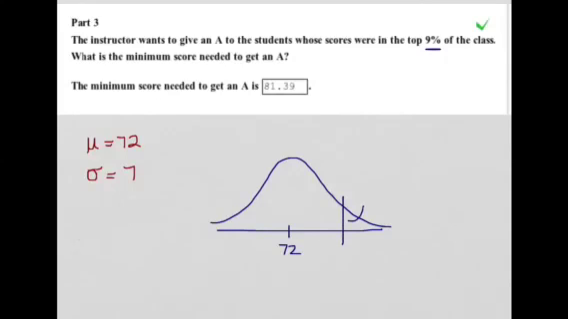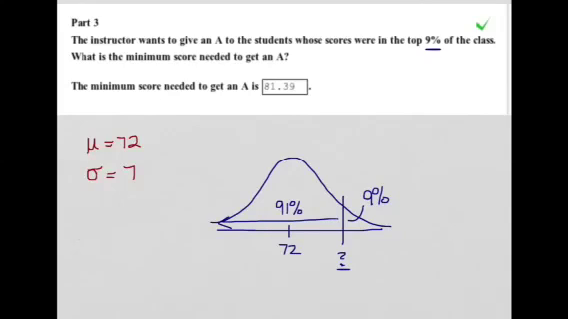So in this top tail, we want 9% of the class. That would be the top 9%. But the way your calculator works is that we always have to find this cutoff score by looking at what percentage falls below that. So if it's 9% in the top, then 100% minus 9% gives us 91%. So 91% falls below this cutoff that we want to find.